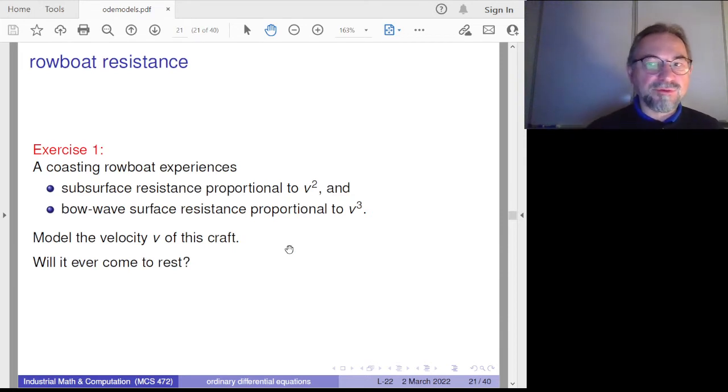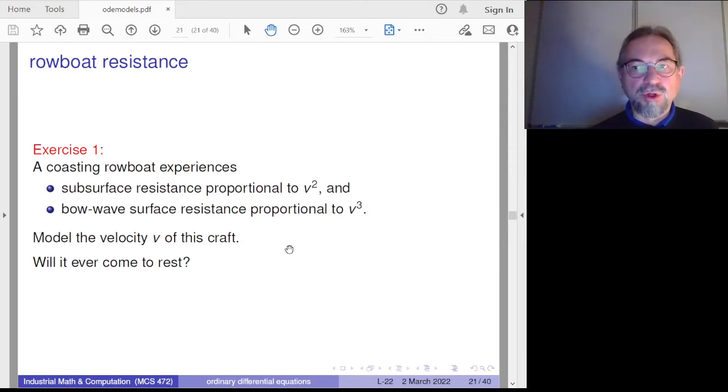So an invitation that also involves boats. And here it's more of a modeling exercise. Model the velocity, taking into account the resistance. So the resistance consists of two parts. We have a part that is proportional to the square of the velocity, and then another resistance that is proportional to the cube of the velocity.